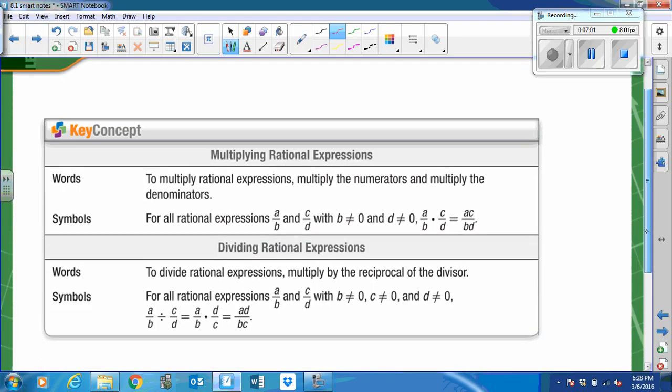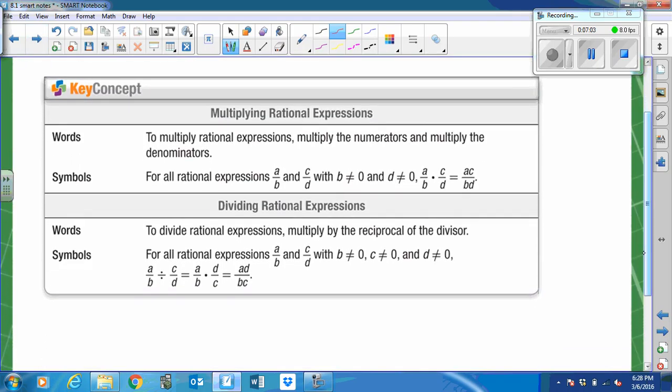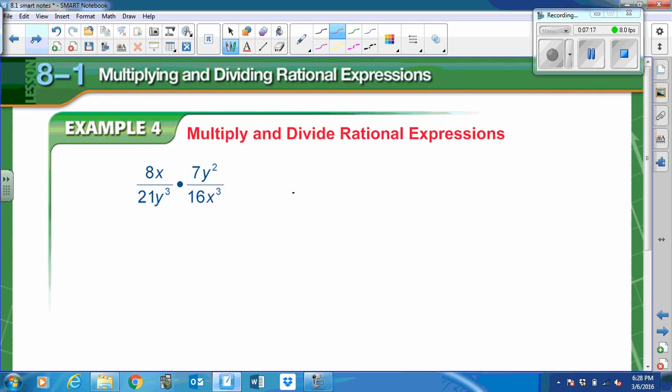So multiplying rational expressions, we're just going to be using the typical rules of fractions. Multiplying fractions, that's no problem, just the top times the top and the bottom times the bottom. And then dividing fractions, don't ask why, flip the second one over and multiply, which is basically your copy dot flop. So multiply and divide this. So if we have 8x over 21y cubed times 7y squared over 16x cubed, you can cross cancel.